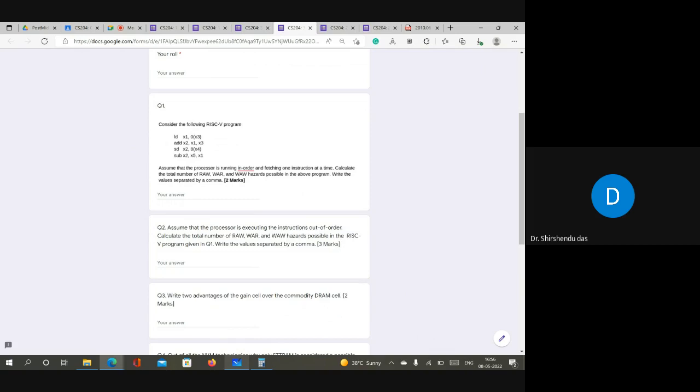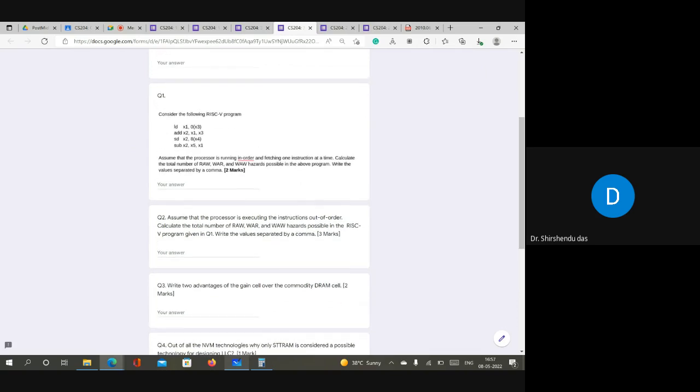in question 1, and 0 WAR hazard, 0 WAW hazard, because WAR and WAW hazards are not possible in in-order execution. But in question 2, I said that if I assume it is out-of-order execution, then obviously the RAW hazards will be the same, but there will be some addition in WAR hazard and WAW hazard in question number 2. So how many WAR hazards?